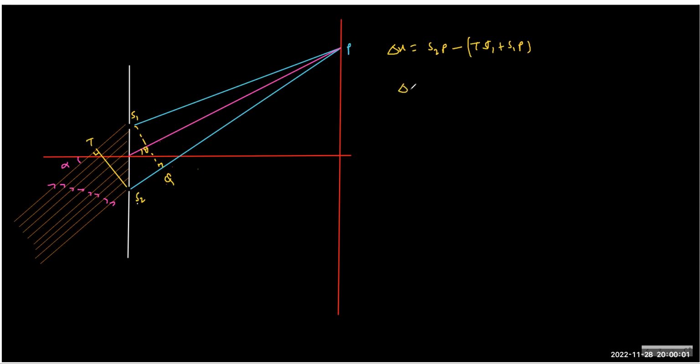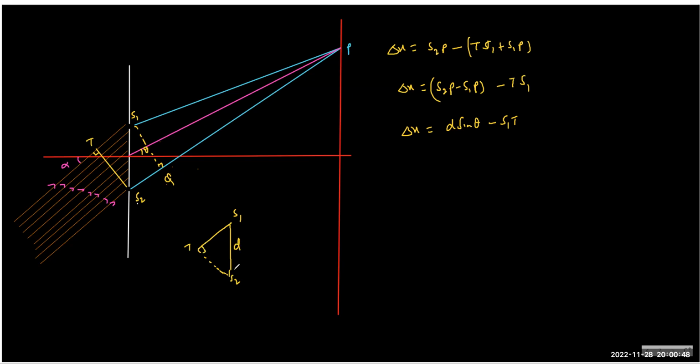And now something really interesting happens. S2P minus S1P, we can rewrite, and then I am left with TS1. The moment I see S2P minus S1P, I can clearly write this as d sin theta. This is very much known to us. Okay. What about the S1T? You can draw this triangle separately. P, S1, S2.